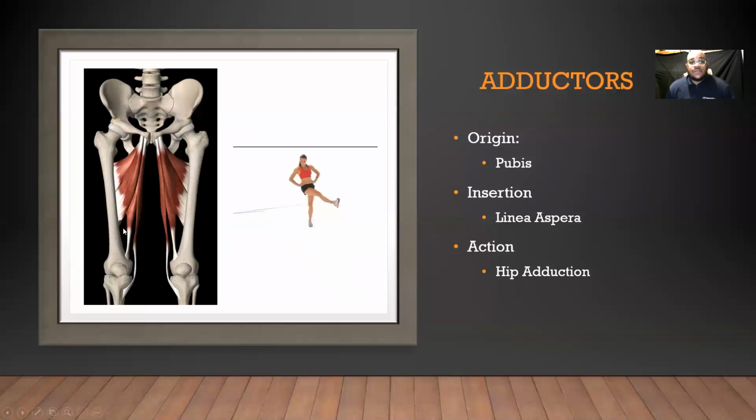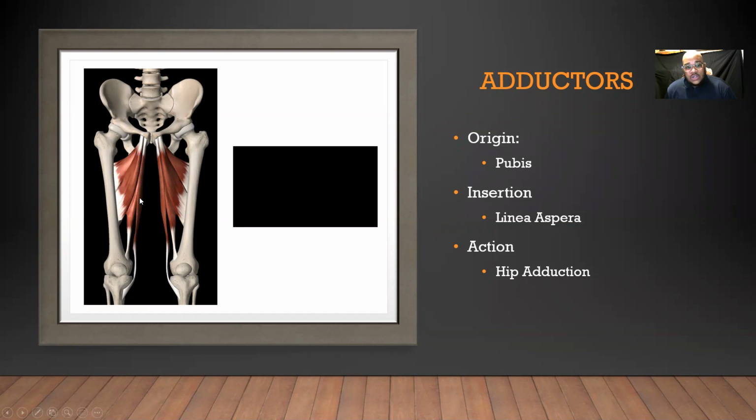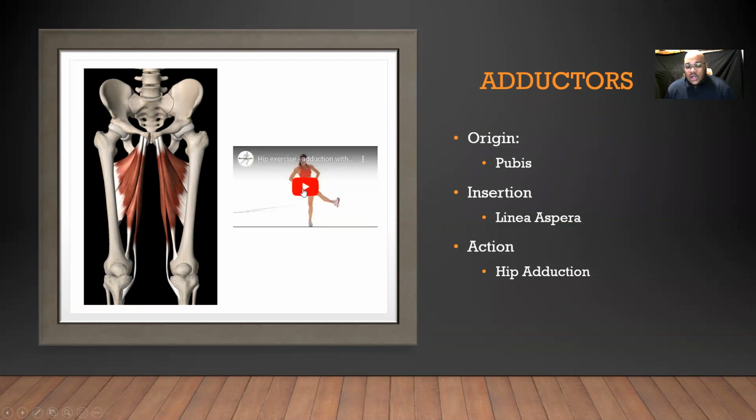So as we look here in this first picture on the left of the screen, we can see our adductor magnus, which is our big guy here, our adductor longus, and then our adductor brevis, which is hiding right in the back. Now let's see if we can watch this video here and help you guys understand what the adductors really do.